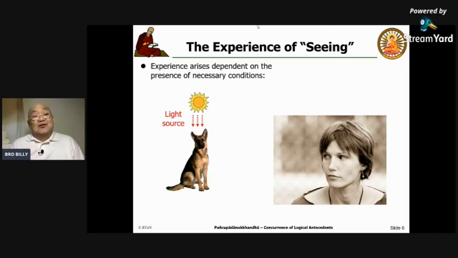Seeing can only be possible if there is light. In other words, if the whole place is completely pitch dark, a person cannot see. We cannot see when it's completely pitch dark. Seeing depends on the presence of light.